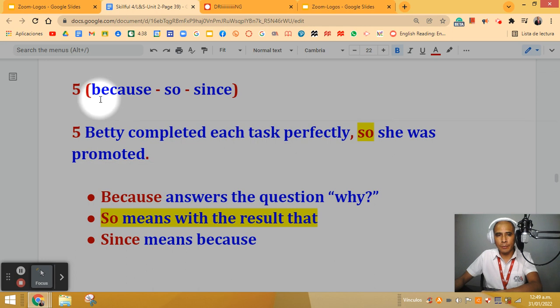Okay, what happens with option number 1? Because. Let's remember that because answers the question why. In this case, the rule does not apply. What about number 2? So means with the result that. This one applies, it's according to the context. In the case of the last one says since, it means because. It does not apply. So the correct answer in this case, the correct choice is so, because it means with the result that.